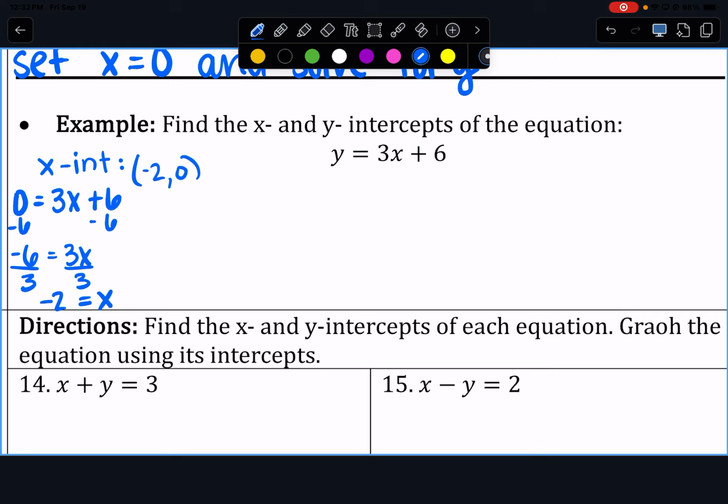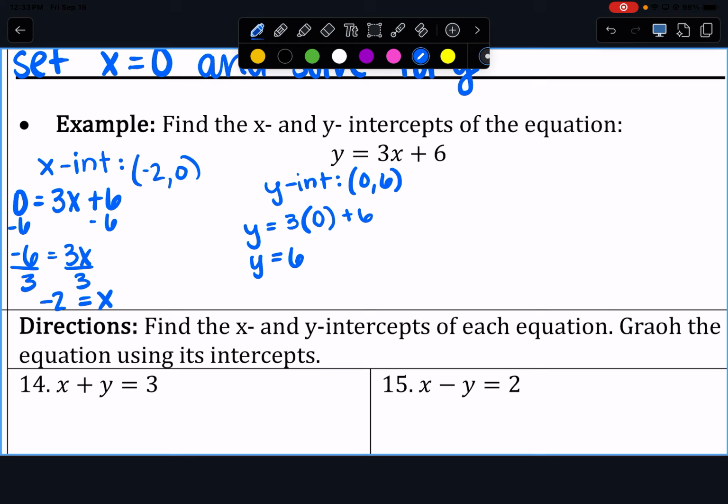Now we're going to find our y-intercept. For the y-intercept, I have to set x equal to 0. So we will do y equals 3 times, but instead of x, I need to plug in 0, plus 6. So what is 3 times 0? 0. What is 0 plus 6? 6. So what does y equal? 6. So it would be the point 0, comma 6.